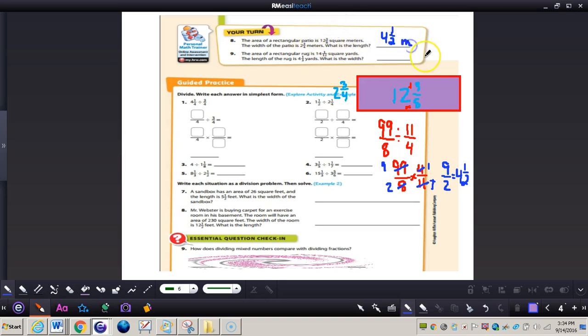So what I would like you to do is complete number 9. You can do that now. Okay, the answer for this, 3 1/4 yards.